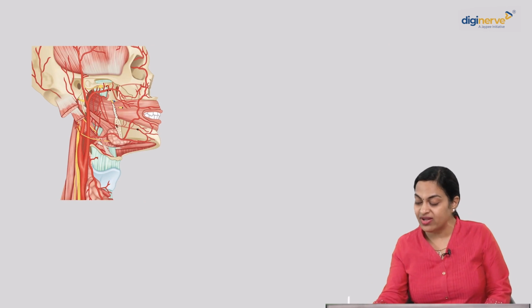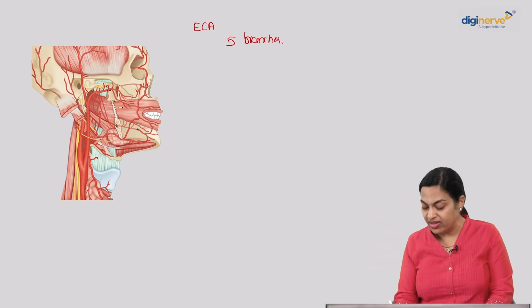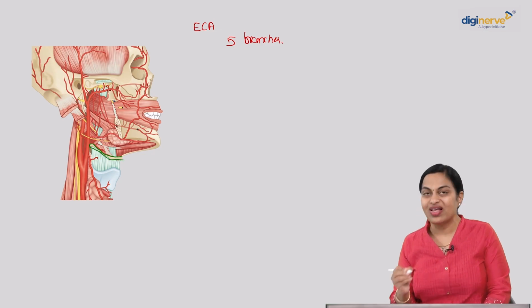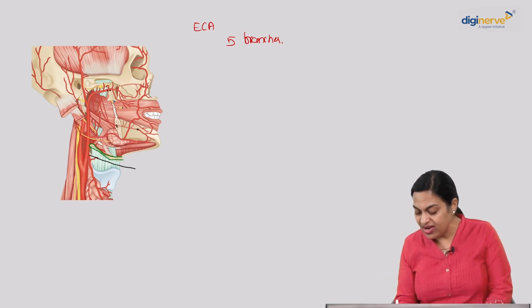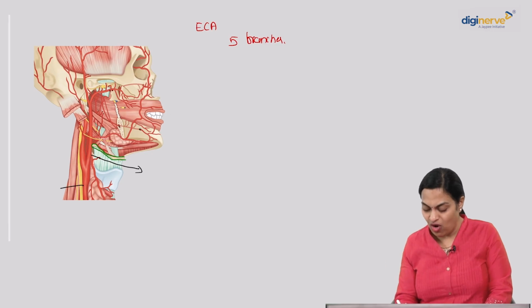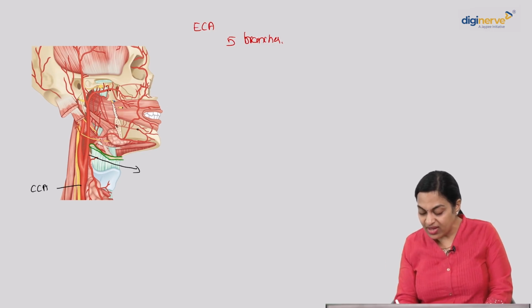Coming to the external carotid artery and its 5 branches in the carotid triangle, let's identify. One important landmark here to identify the branches of the external carotid artery is the hyoid bone. So you have identified the common carotid here. This is the internal carotid artery. This is the external carotid artery, right?